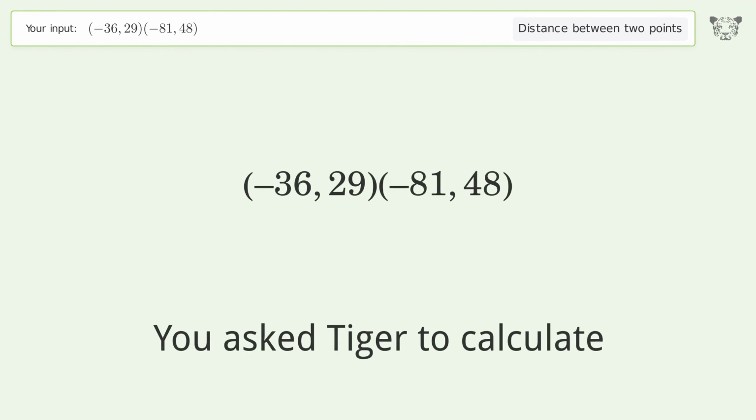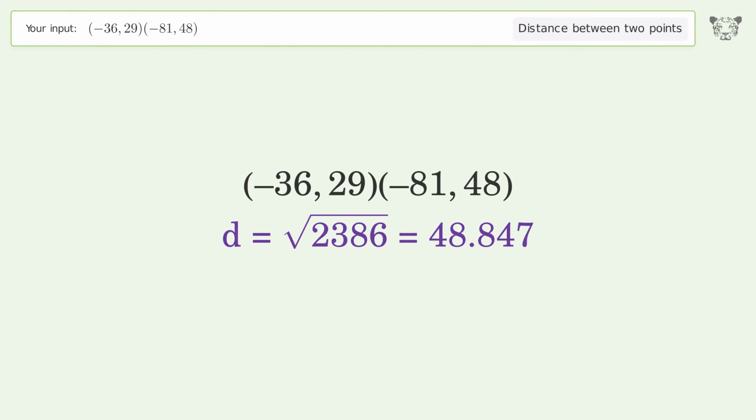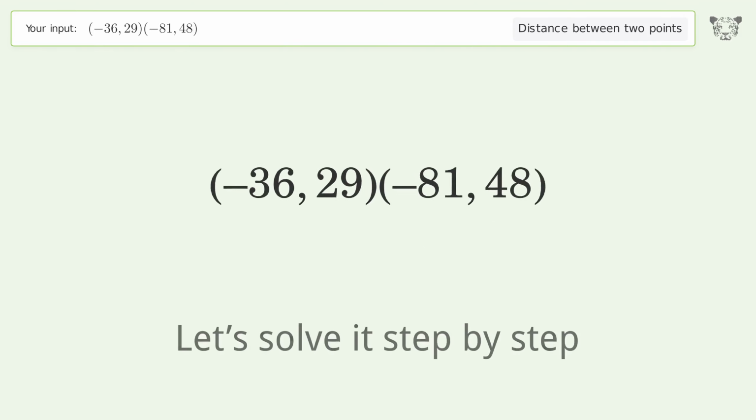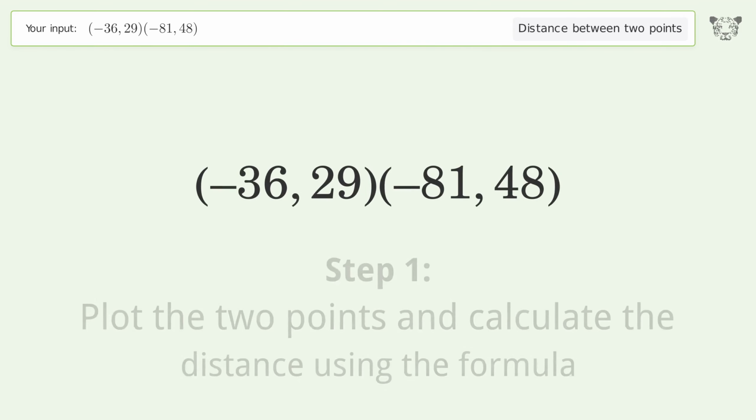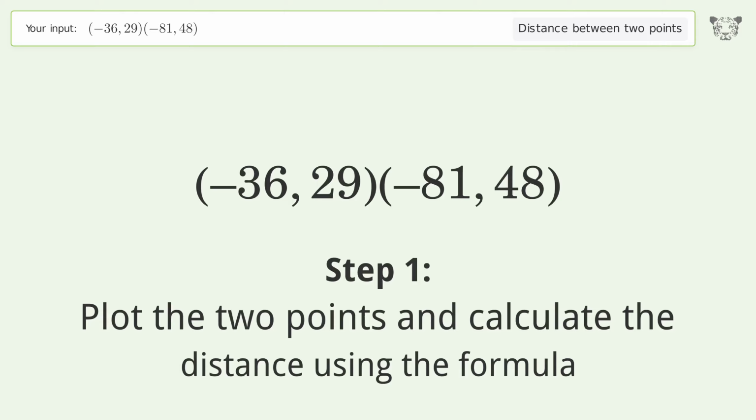You ask Tiger to calculate. This deals with the distance between 2 points. The distance between the 2 points is the square root of 2,386, or 48.847. Let's solve it step by step. Plot the 2 points and calculate the distance using the formula.